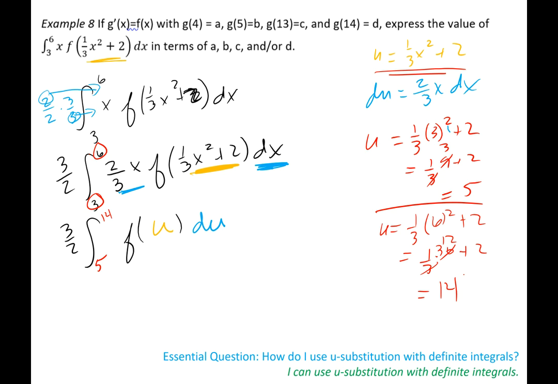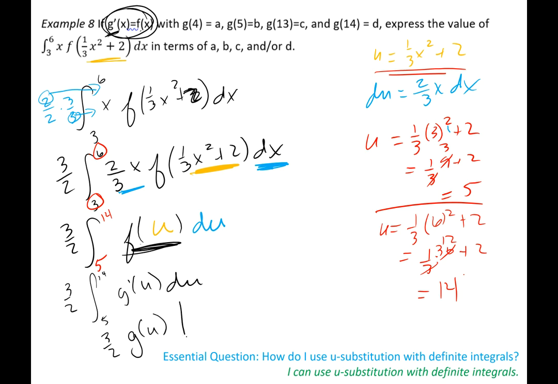I'm going to integrate this just the way I would integrate anything else. Okay, I'm keeping the 3/2 in front. Oh, there's a catch, sorry. Before I integrate, I have to notice that they told me up here that f is equal to g prime. So I'm going to replace this with g prime. All right, so now when I integrate g prime, I know I get back to g. So I have 3/2 times g of u, and my lower bound is 5, my upper bound is 14.